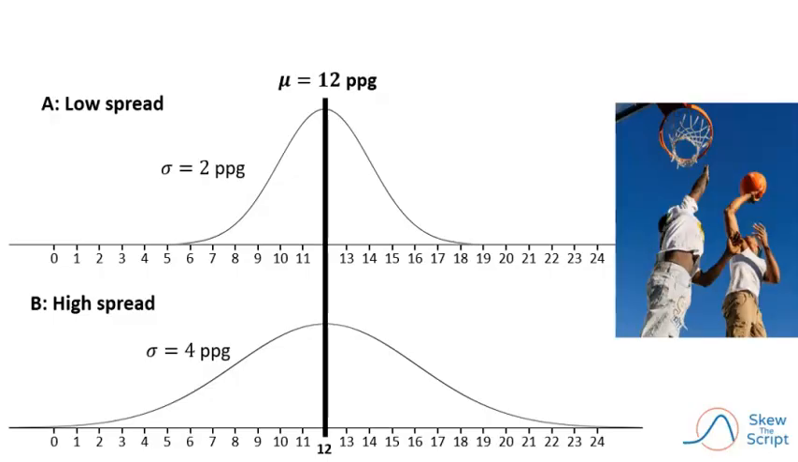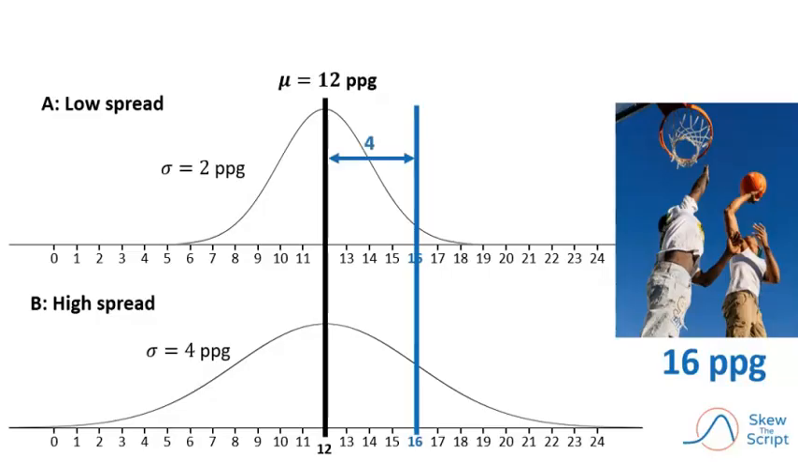If we have a single player that plays in both leagues, we can see how he compares relative to the other players in both leagues. So this one player is playing in both leagues, and in both leagues he is averaging 16 points per game. Now in the first league, League A, that puts him 4 points per game above the mean. And that puts him 2 standard deviations above the mean.